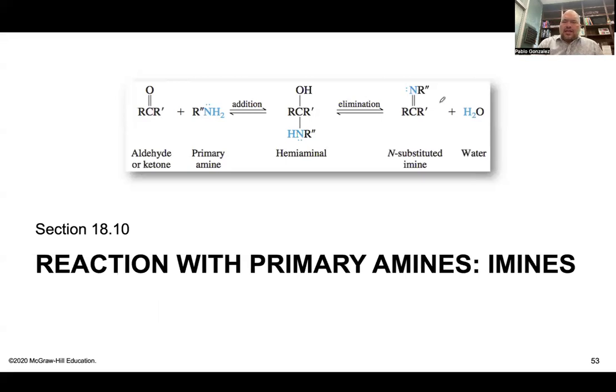Let's go now to section 18.10, reaction with primary amines to produce imines. In this reaction, we're going to react amines with aldehydes and ketones, and eventually the product of this reaction is going to be the imine.